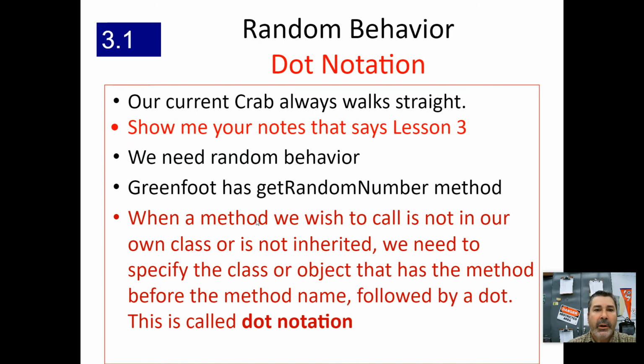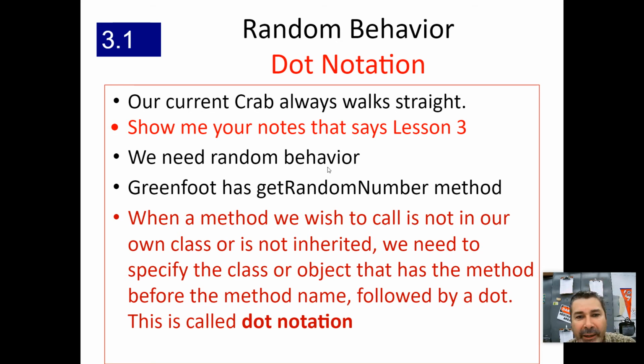Okay, now our current crab always walks straight, so that is a problem. That's not what crabs actually do in real life. Crabs in real life will walk straight a little bit, and then they'll take a little turn, and then another little turn, and they just kind of meander around, kind of randomly, right? So our crab does not act like a crab in real life does. So we need some random behavior.